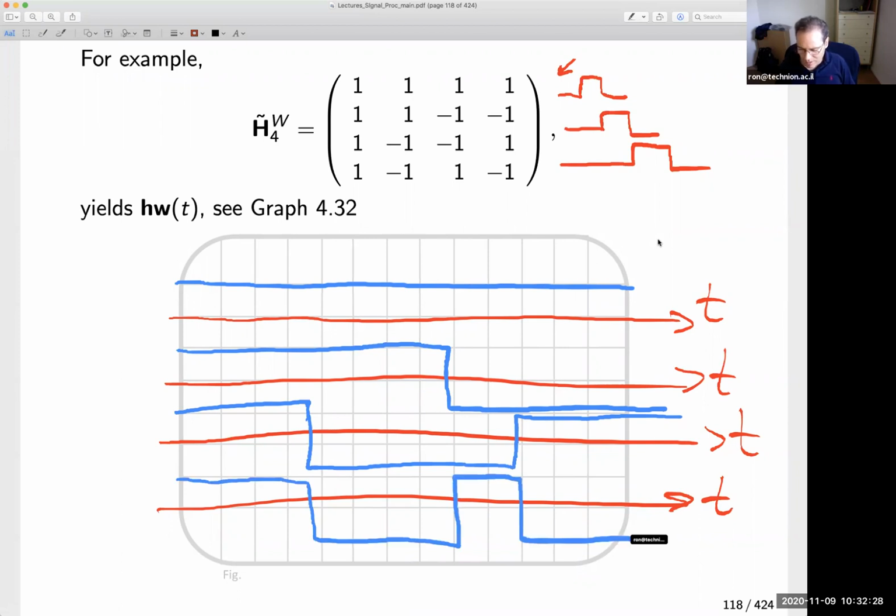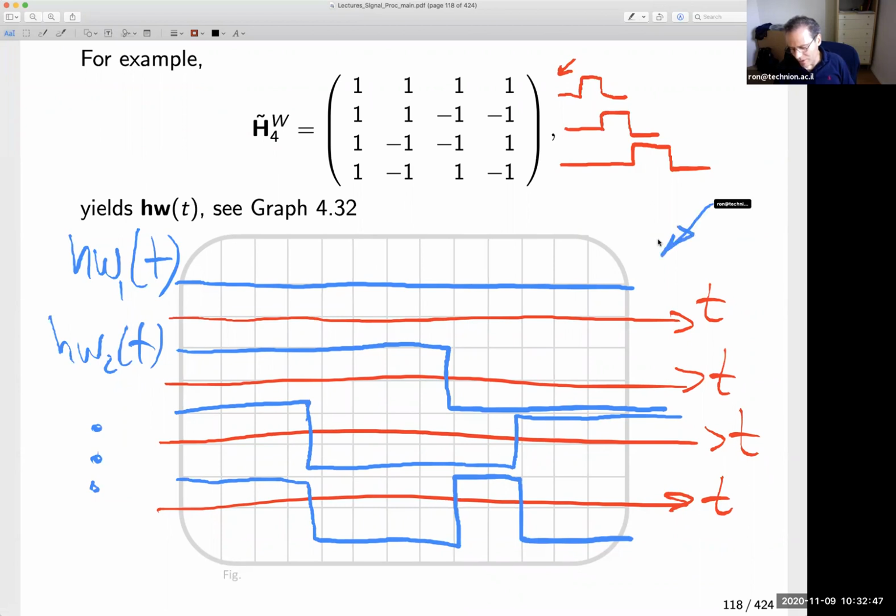Okay, so this would be my Walsh-Hadamard. This should be Walsh-Hadamard 1, this should be Walsh-Hadamard 2 of time, etc. And probably I would prefer to use these kinds of functions to represent my signals if the only thing I know about them is that they are random.